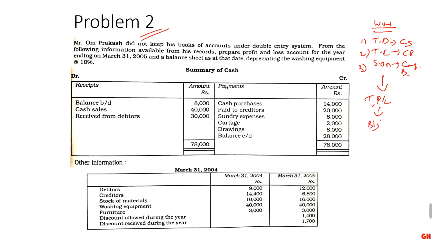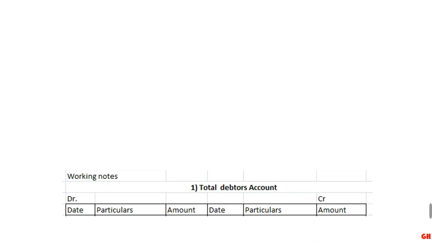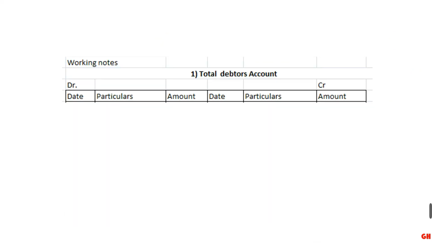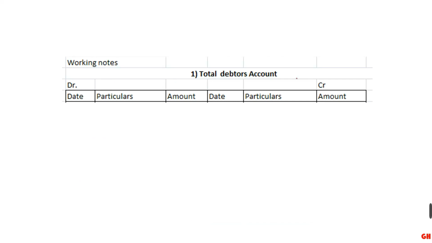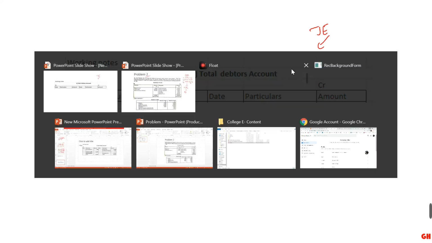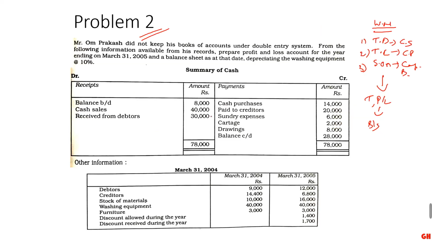So let us start with the first working note, that is the total debtors account. This is the format of your ledger. Whatever is relevant for the total debtors account, like the closing balances and whatever transactions have taken place, we have to put in this ledger. Normally you first pass journal entries and then transfer to the ledger, but here in single entry we are directly showing it in the ledger account. So let us see which information is relevant.